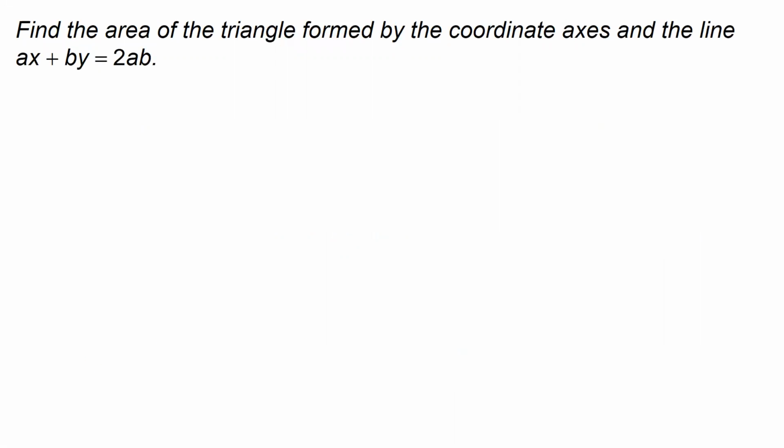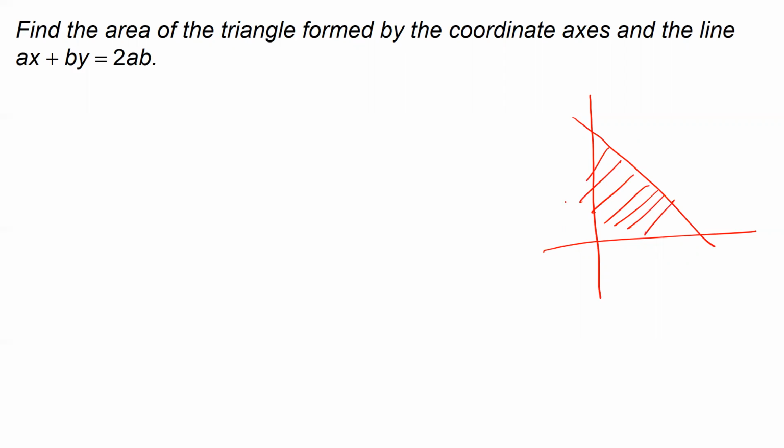Next, find the area of the triangle formed by the coordinate axes and the line ax plus by is equal to 2ab. What the question says is that there is a particular line, and there is a triangle which this line forms with the coordinate axes. These are the two coordinate axes. So this line makes some triangle with these two coordinate axes, and we want to find out the area of this triangle. Okay, so what is this line? ax plus by is equal to 2ab.